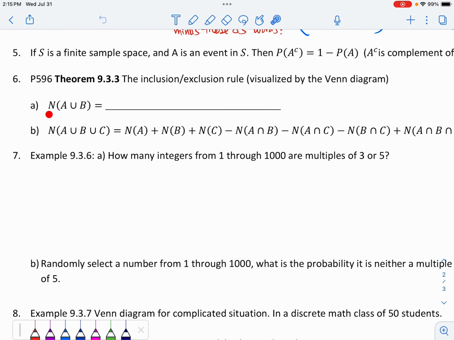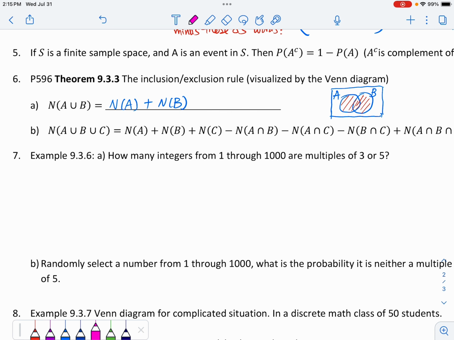This is the number of elements in A union B. So let's take a look at, say, this is the sample space. You have a set A and you have a set B. A union B will be this shaded area. That's the union of A and B. And it is equal to the number of elements in A plus the number of elements in B.